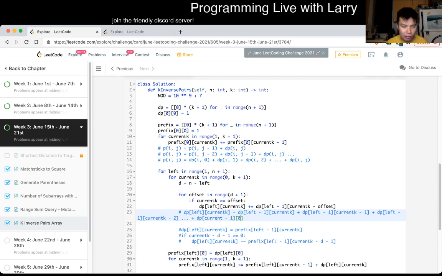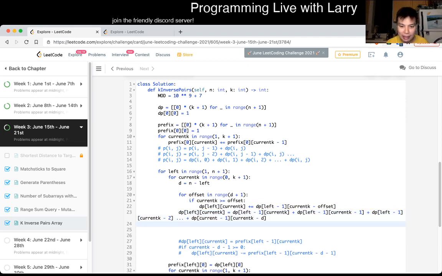This is not 0, or it's not always 0. It depends on what this offset is. So it's actually current K minus the max offset, and the max offset is D. So this is the formula that we're doing. Let's just add some colors onto it. So that's what this translates to. And now this is where the prefix sum comes in.